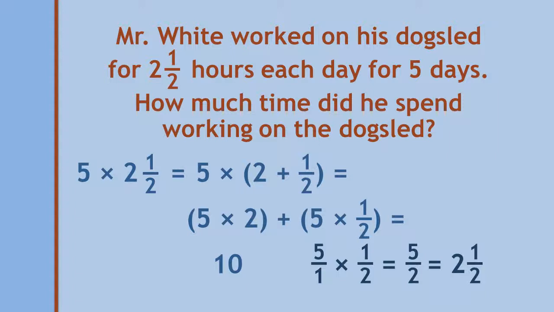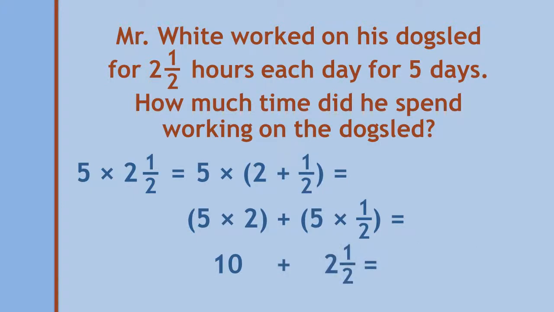What do we do with those two answers that we have? We have a 10 and we have 2 1/2. Well, in order to get the answer to our original equation, we need to add those two numbers together. So we're going to add 10 plus 2 1/2, and we're going to get 12 1/2 hours. Okay, so that is the first way that you can multiply mixed numbers. That's using the distributive property.